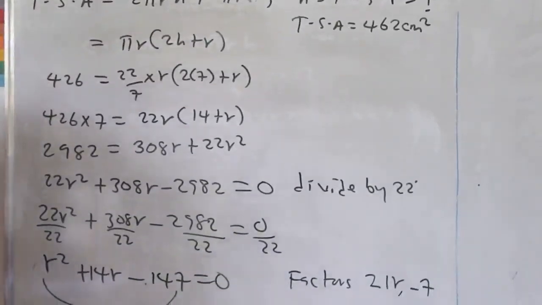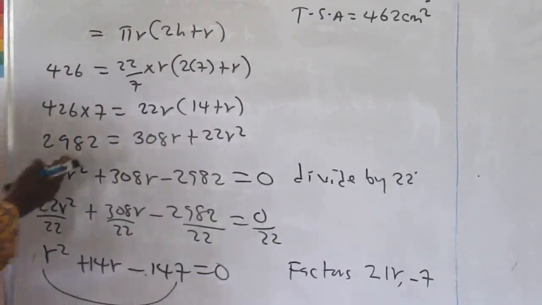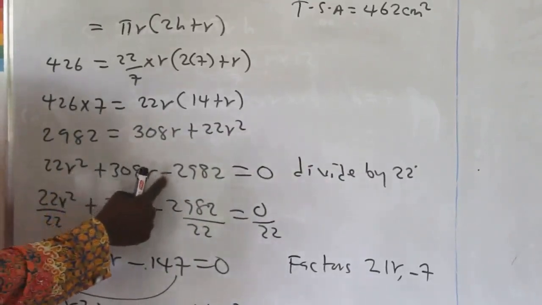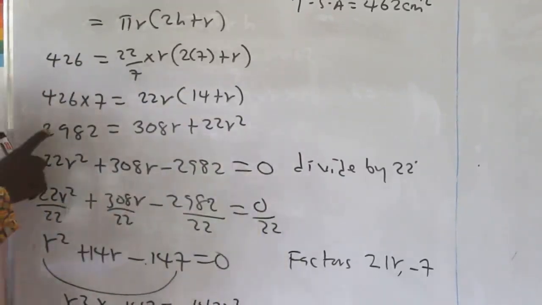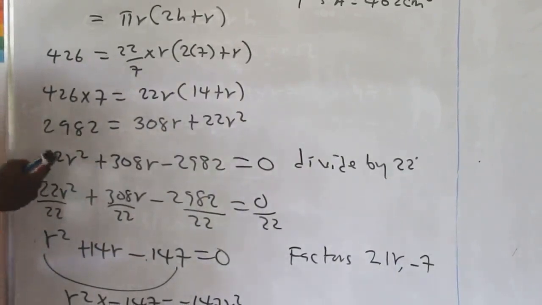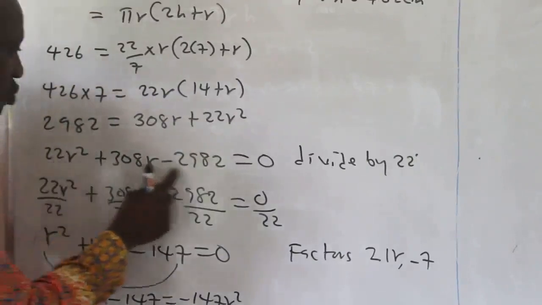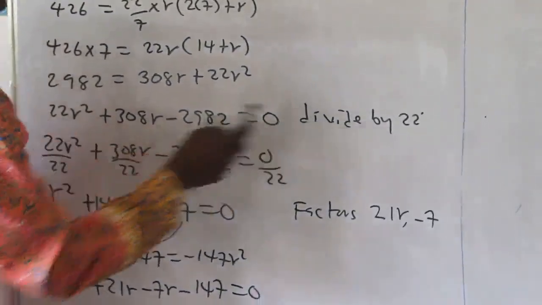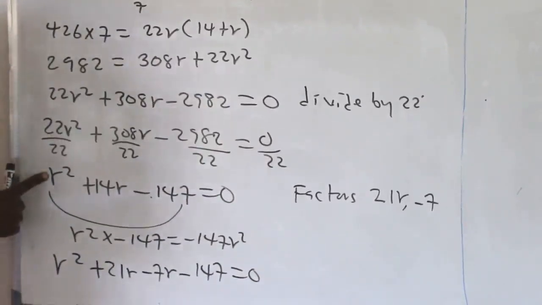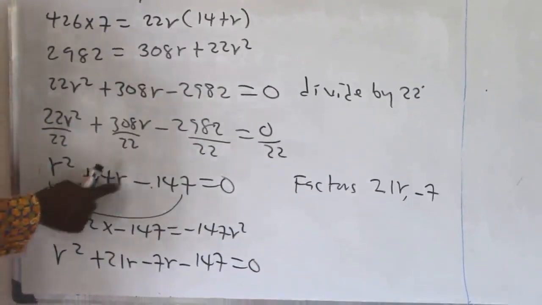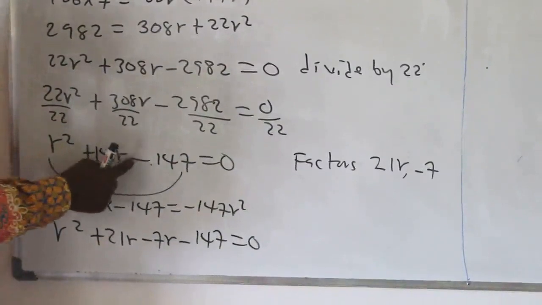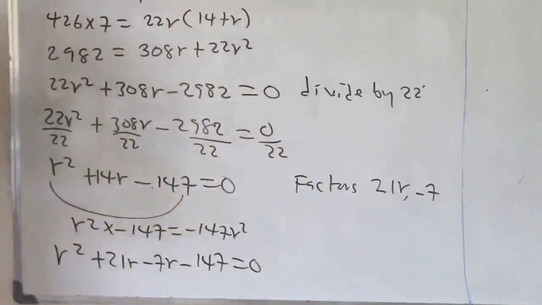Now what you do is collect terms on one side. This is a quadratic equation. So this is 22r squared plus 308r minus the constant equals 0. If you take it to the right hand side, it becomes minus, or you can subtract it from both sides. You are going to have this quadratic equation. Now there is a common factor here. If you divide through by 22, 22 divided by 22 is r squared, 308r over 22 is 14r, and the constant divided by 22 gives minus 147. So we now have r squared plus 14r minus 147 equals 0. We have reduced our quadratic equation.